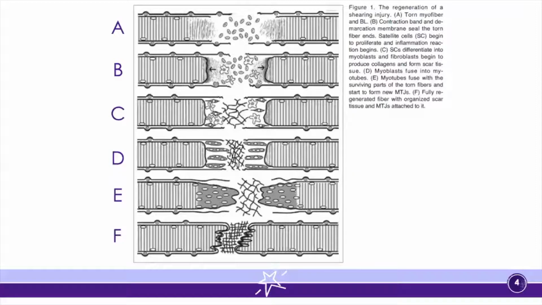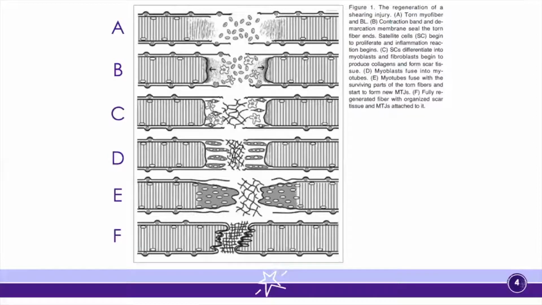So you can see that proliferation that was occurring, and then we have the differentiation from those satellite cells, which are now becoming our myoblasts. And you can see in between the two sections in panel C where the injury had occurred, you have that scar tissue that's starting to form. In panel D, what we'll notice is that those myoblasts are now fusing together to create our myotubes. We also have an increase in the scar tissue that is occurring in the place where that tear had occurred.